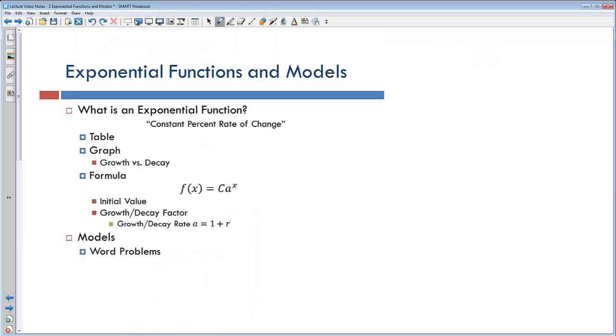Okay, so hopefully this helps to introduce you to what an exponential function is, this idea of constant percentage rate of change. You should be able to identify an exponential function from a table. You should understand it has two graphs, one that grows and one that decays. From the formula, you can use this variable a, which is called the growth or decay factor, to determine whether it's growth or decay. You also have this variable c, which is the initial value. And then we can do some modeling problems with this, so you can see how this can actually be used to model different situations.